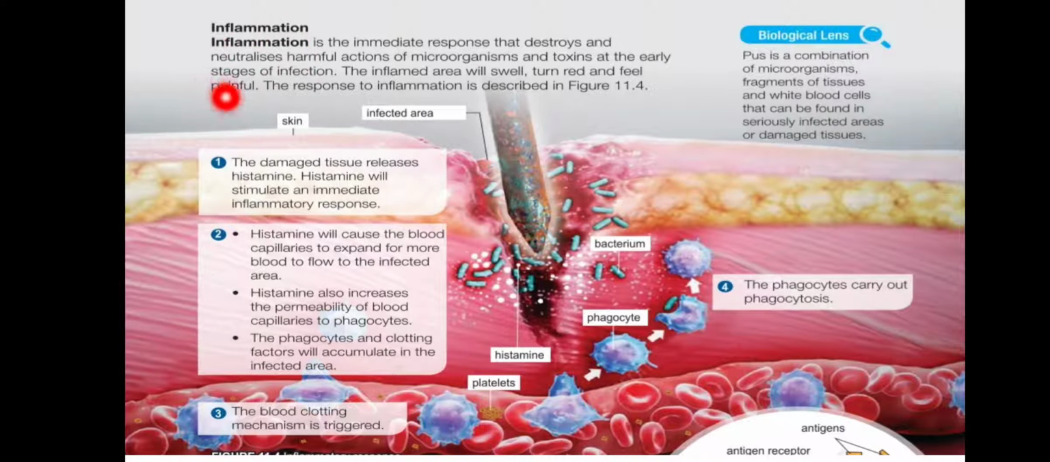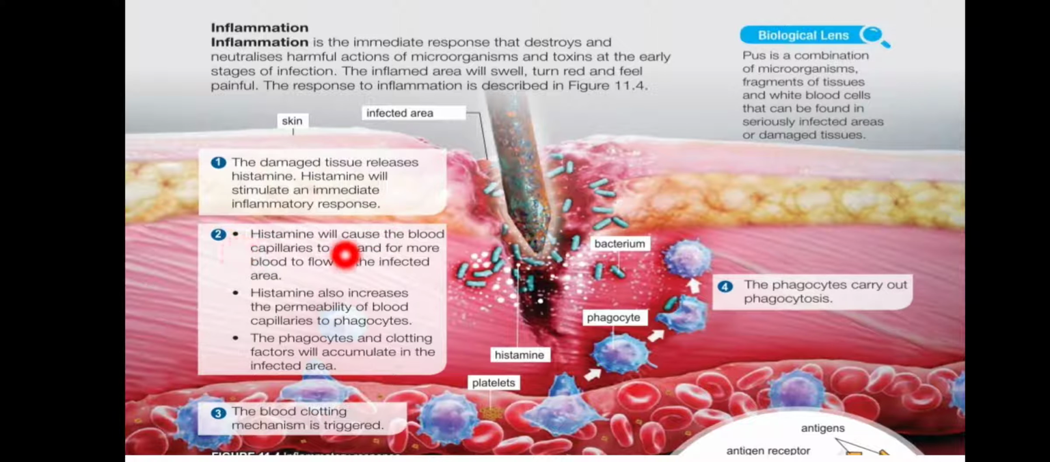Semua itu adalah inflammation. Okay, so this is our skin. This is the infected area. So infected area, bila dia infected, ada luka, bakteria cuba untuk masuk. Bacteria atau pathogen cuba untuk masuk melalui kita punya wound ataupun luka itu. So the damaged tissue release histamine. Histamine will stimulate an immediate inflammatory response.